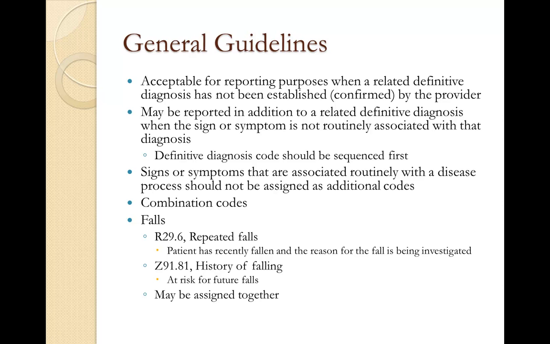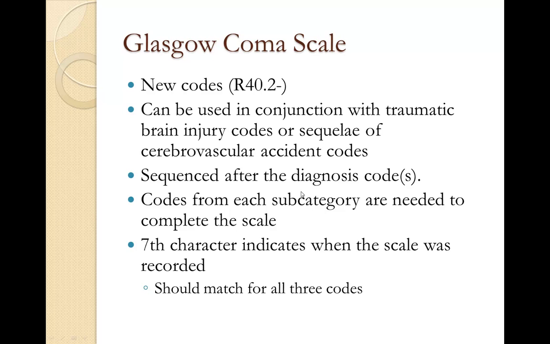They do have a lot of combination codes, which is kind of nice, so use those if they're available. There's a few just really specific guidelines out of this chapter. The falls R29.6 repeated falls and Z91.81 history of falling. This is for a patient that has recently fallen and they're looking for the reason for that fall. This would be a patient with a history of falling, so these can be assigned together. A patient could be assigned both of those.